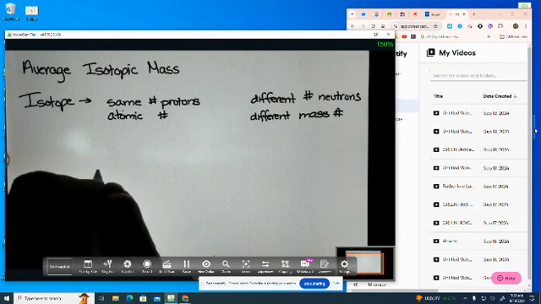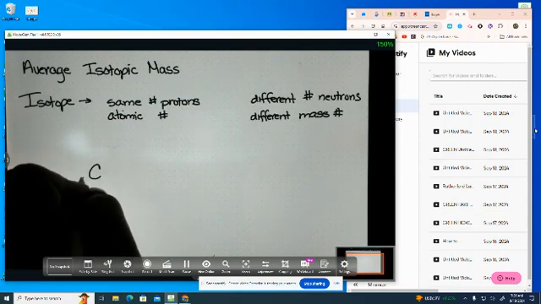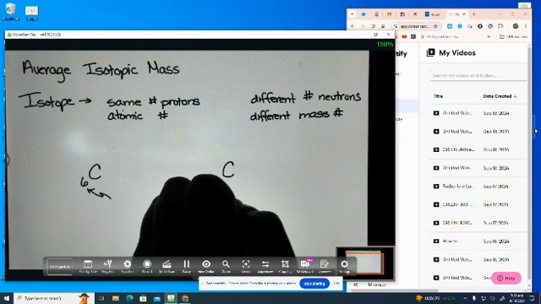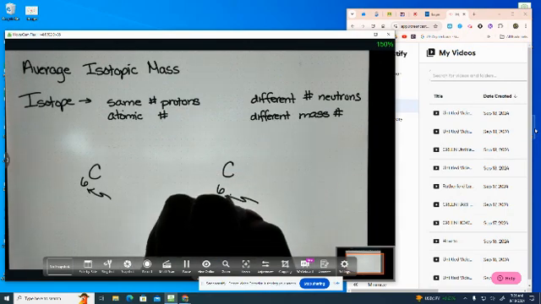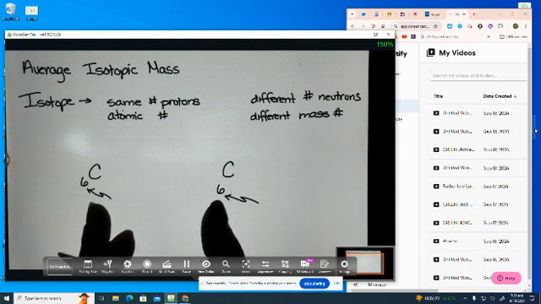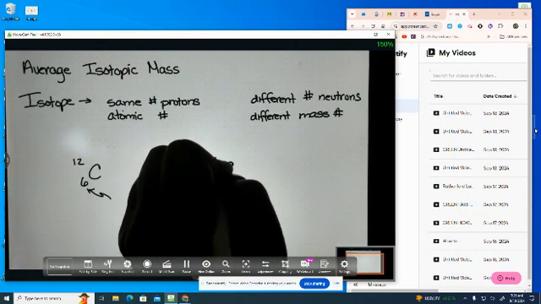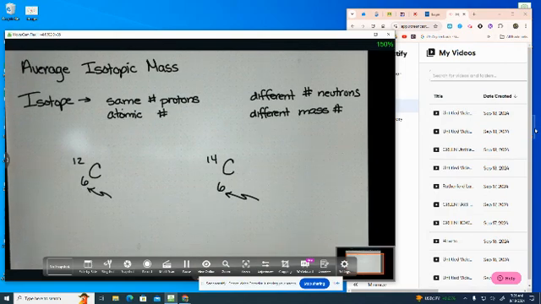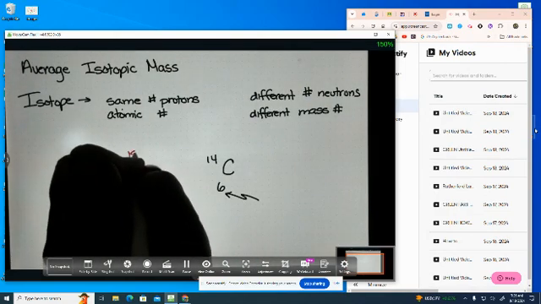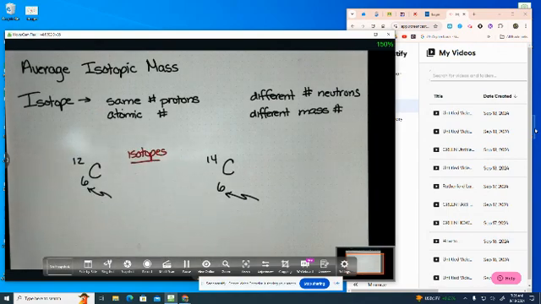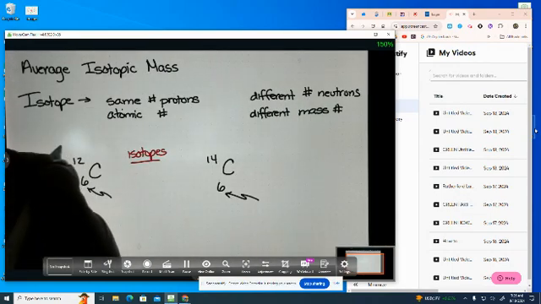So we've seen this before. So let's say if we have carbon and it has an atomic number of 6. Okay, those are both atomic numbers. They're the same atomic number. The top numbers, which are the mass numbers, will be different. So these are isotopes of each other. Okay, easy peasy lemon squeezy. Now, remember what this number is. This is a mass number.